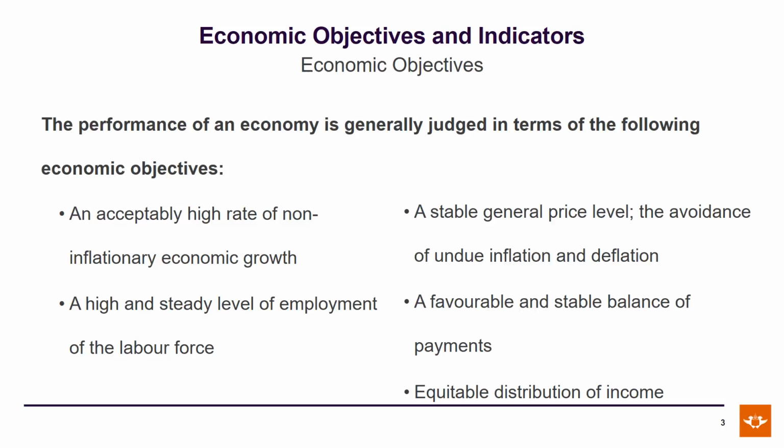In judging the performance of an economy, certain yardsticks referred to as economic objectives are used. Some economic objectives that are highlighted below are an acceptably high rate of non-inflationary economic growth, a high and steady level of employment of the labor force, quite a large percentage of the population actively employed, a stable general price level, the avoidance of undue inflation and deflation, inflation being an increase in prices and deflation obviously being a decrease in prices, a favorable and stable balance of payments, and the equitable distribution of income throughout the population.